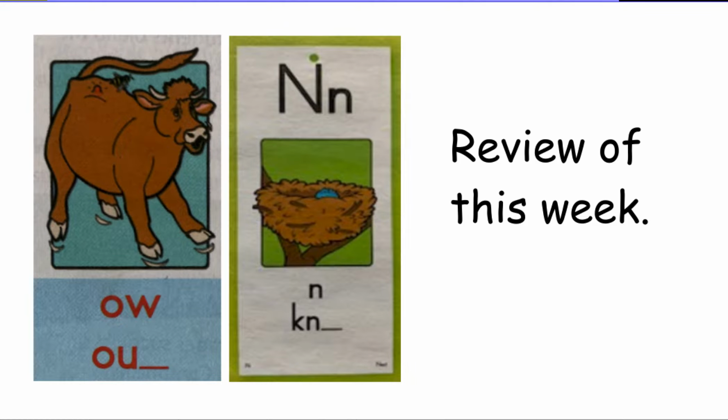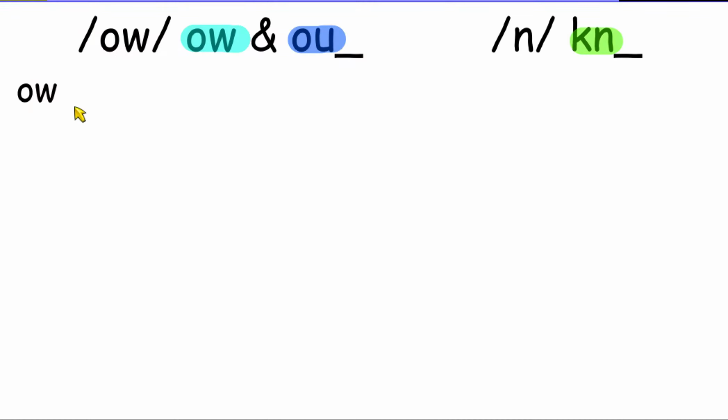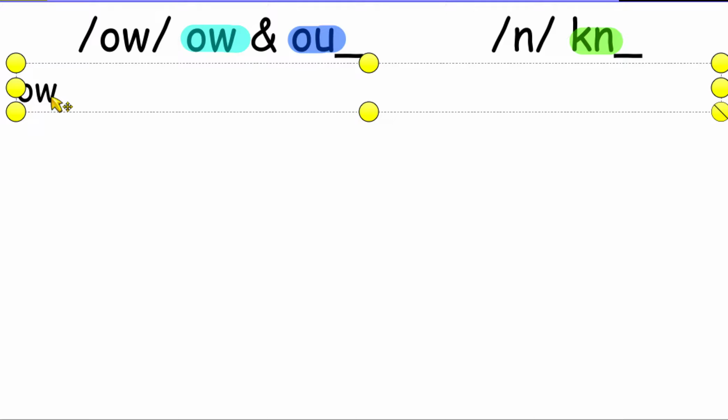Hi everyone, we are going to wrap up this week of work with a review of the phonics that we've learned. This week we learned ow. The picture was cow. We learned the sound of ow spelled O-W and O-U with a letter behind it. And we learned the sound of n spelled K-N, and that was at the beginning of words, and usually they were less common words. So we are going to practice those phonic sounds with sounding out.